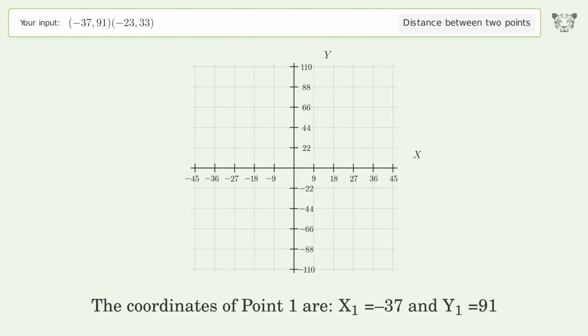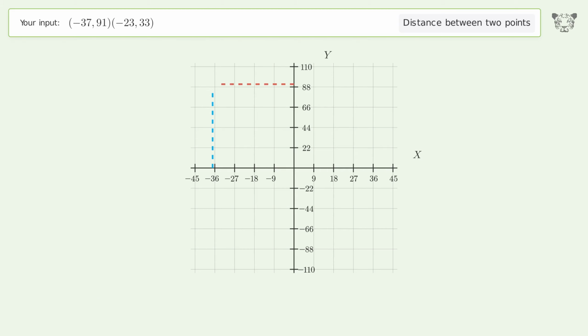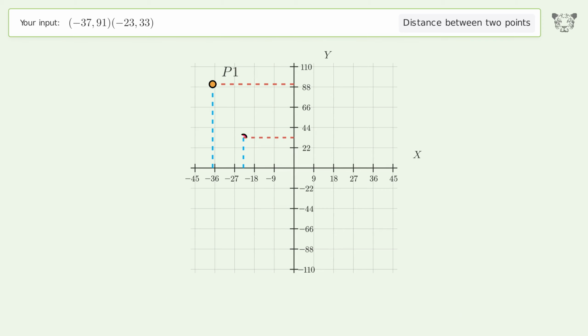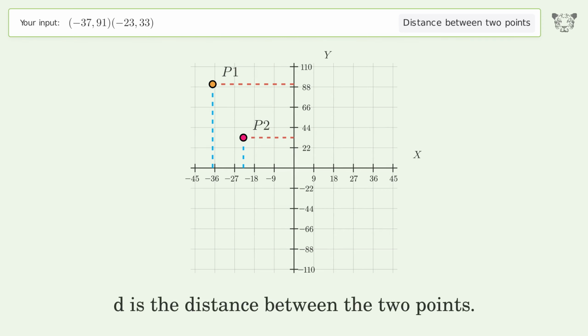The coordinates of point 1 are, x1 equals -37 and y1 equals 91. The coordinates of point 2 are, x2 equals -23 and y2 equals 33. D is the distance between the 2 points.